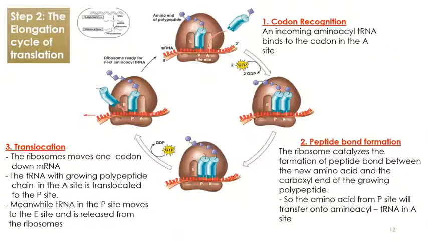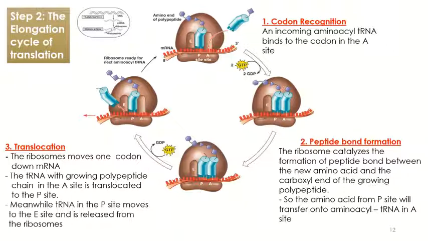After that, the ribosome will catalyze the formation of a peptide bond between the new amino acid and the carboxyl end of the growing polypeptide. It's as if the amino acid group that has been formed at the P site will jump onto the amino acid that newly came, which is at the A site. So the amino acid from the P site will transfer onto the amino acid tRNA in the A site.